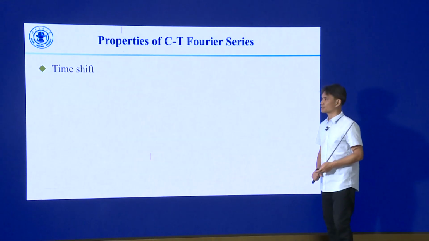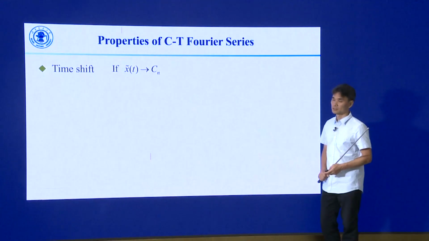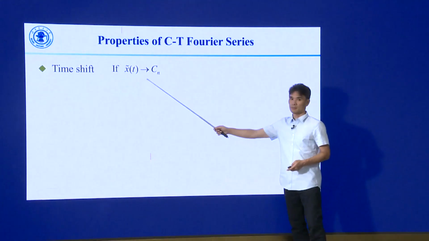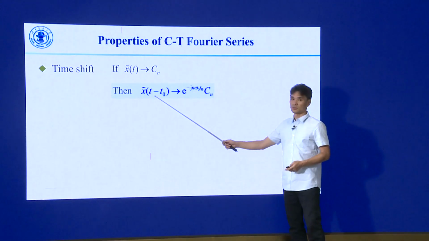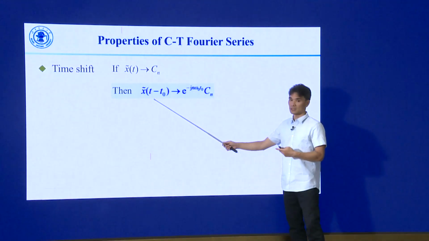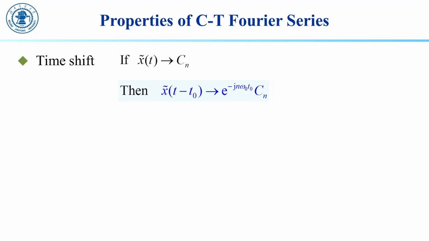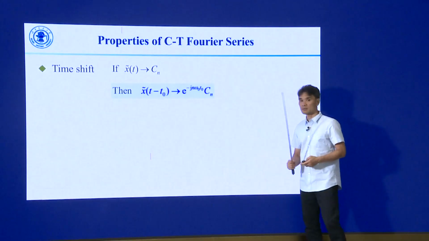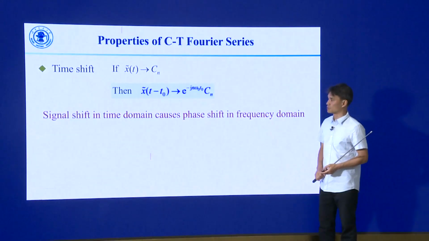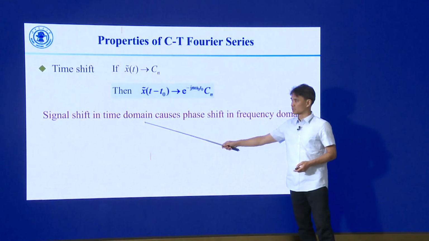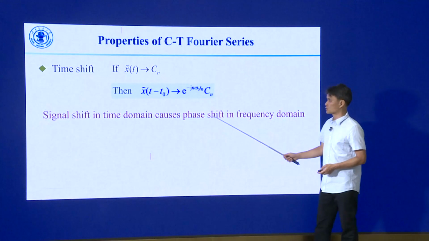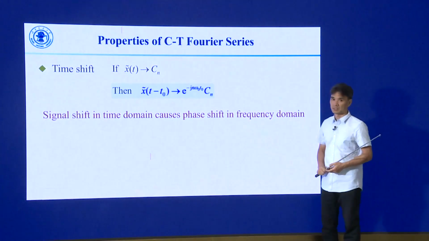The third property is called time shift. Still given a pair of Fourier series, if the original signal is shifted in the time domain, then the corresponding frequency spectrum will have an extra phase term. So we can summarize this property as: signal shift in the time domain causes phase shift in the frequency domain.